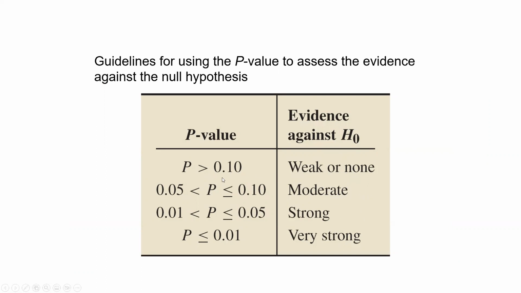So in this case, you don't state an alpha, is basically how this works. You look at your data and you make a statement about how likely the null is to be false and that you can reject it. So if your p-value is greater than 0.1, usually it's considered weak or none. If it's between 0.05 and 0.1, it's moderate. But between 0.01 and 0.05, it's considered strong. And anything less than 0.01 is considered very strong.